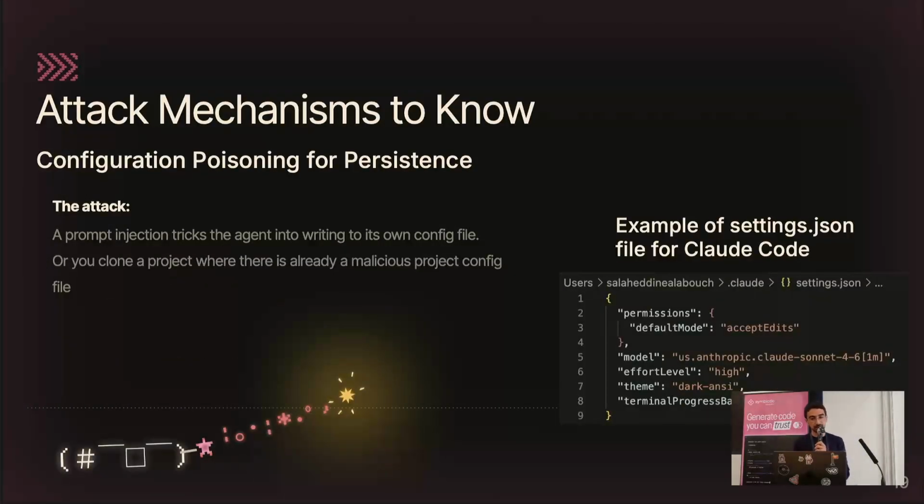Another attack mechanism to know is configuration poisoning. As you know, when you are using a coding agent, you are personalizing it to yourself. You tell it, this is the coding agent I want to use by default, this is the theme I want to use by default, or these are the permissions I want to give my coding agents by default. So the attack is a prompt injection that tricks the agent into writing to the file where you have the settings you've set for your coding agents.